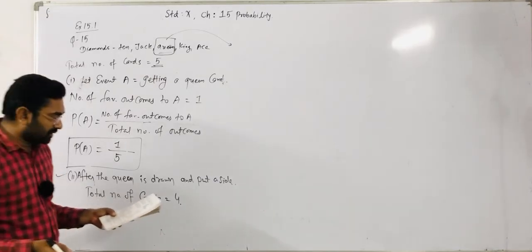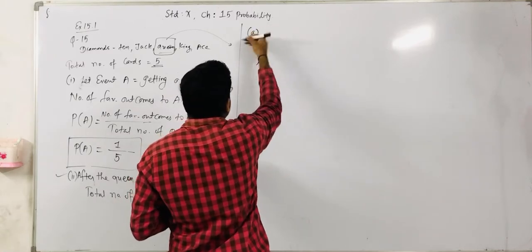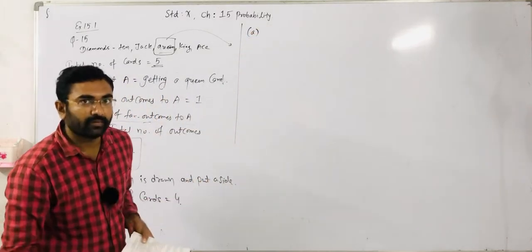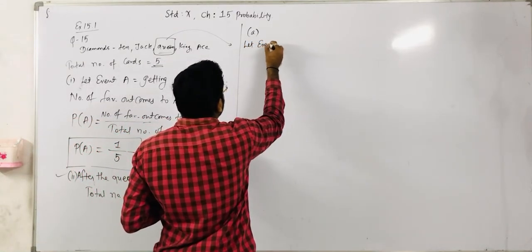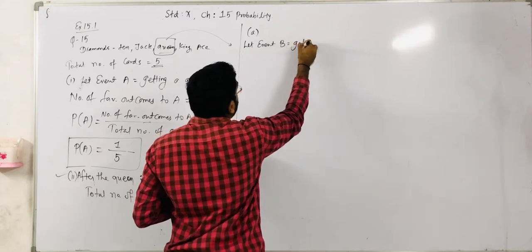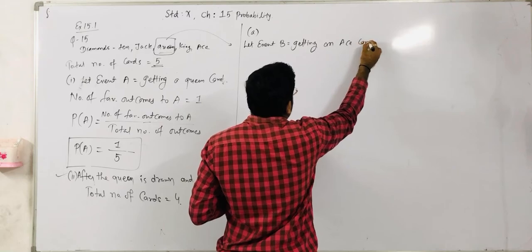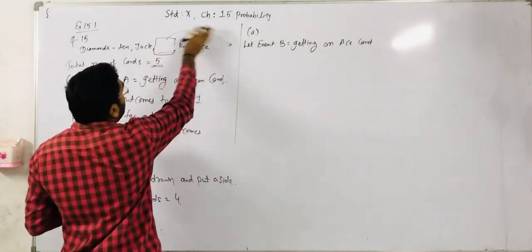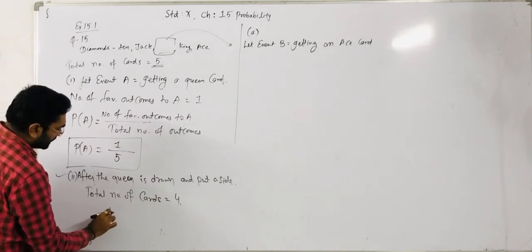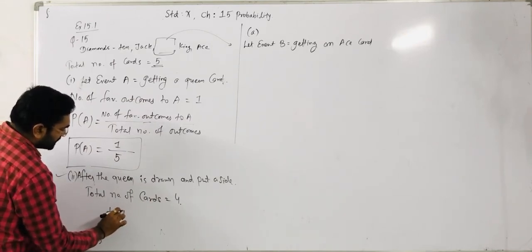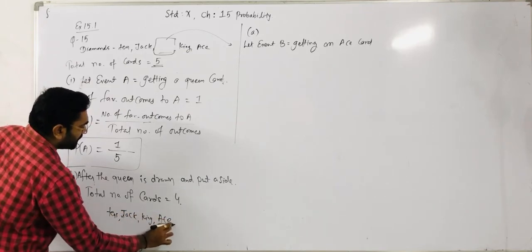Then we have to find the probability of getting an ace card and a queen card. So in that there are 2 questions given. We take an event: let the event B represent getting an ace card. Now this queen card is put aside, so in the second case we have only ace, king, jack, and 10. That is 4 cards we have.